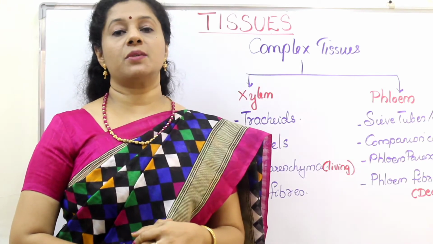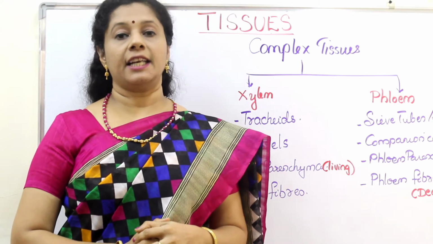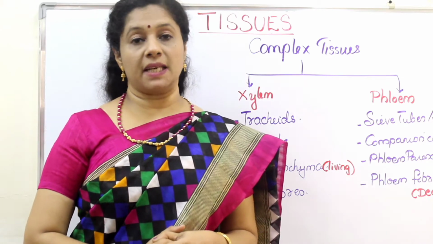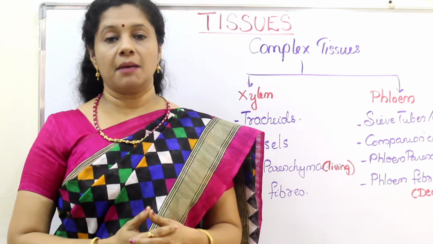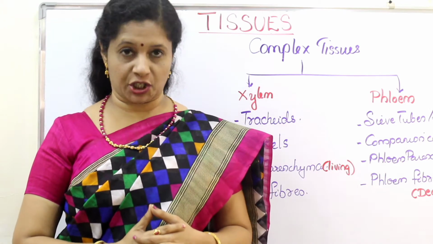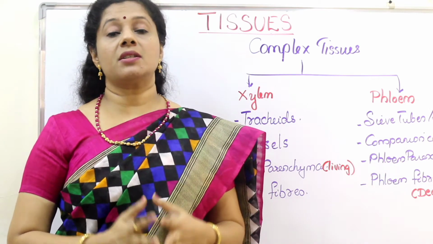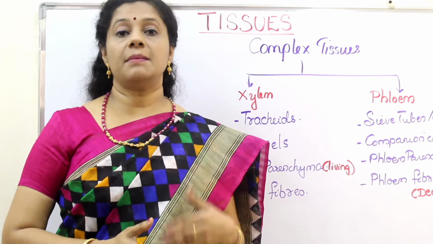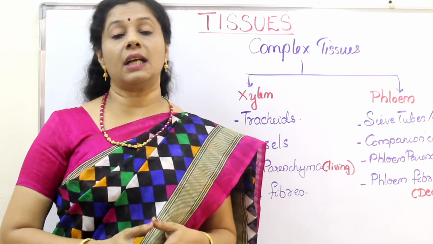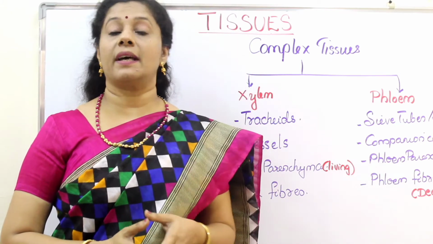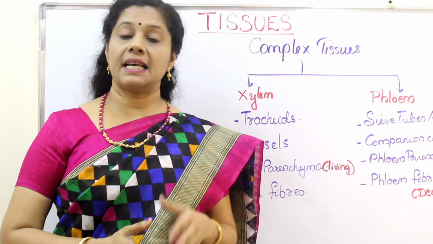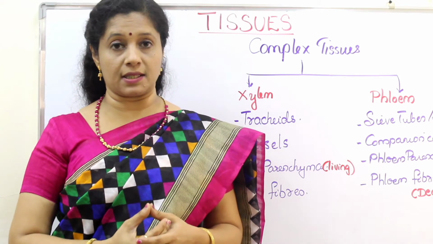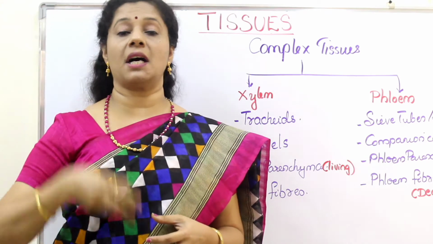We learned simple tissues, which are made up of only similar kinds of cells. Now we are moving on to the next type of permanent tissue, that is complex tissues. Complex tissues have different types of cells, but they are all together performing a common function. The typical examples of complex tissues in plants are xylem and phloem. Xylem is a conducting tissue which conducts water and minerals from the soil to the leaves where photosynthesis is happening. In the same way, phloem is another conducting tissue which conducts the product of photosynthesis, that is the food, from the leaf to other parts of the plant.